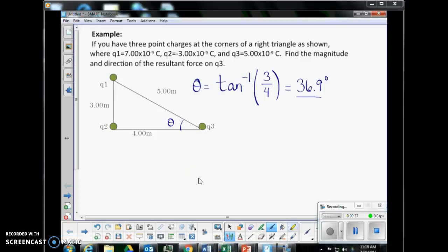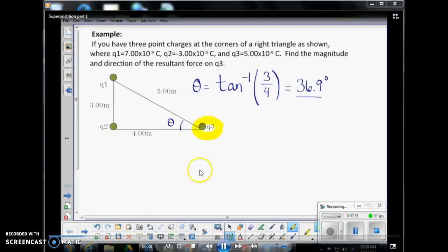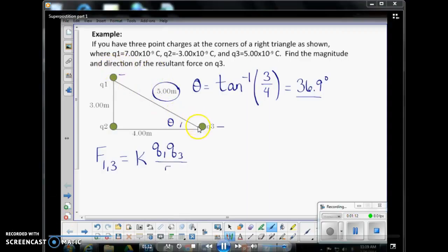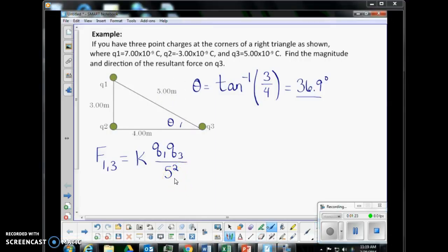Next I'm going to go through and find the force on Q3 because of charge number 1 and charge number 2. So in order to find the force between particle 1 and particle 3, I need the distance between the two particles. The distance between 1 and 3 is 5 meters. So I'm going to take Q1 times Q3 divided by 5 squared and multiply that by K.